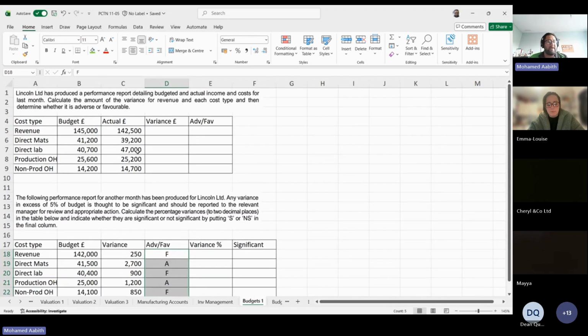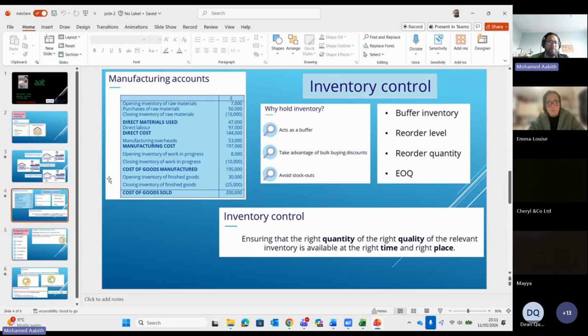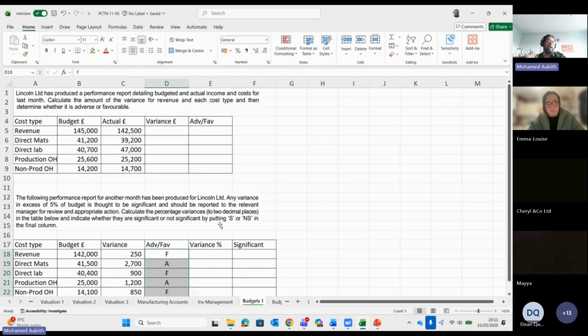So here they have given you: Lincoln Limited has produced the performance report detailing budgets and the actual income and cost for the last month. Let me get rid of the slides. We don't need the slides anymore. Yeah, so here, so I can see the bottom part of the screen.